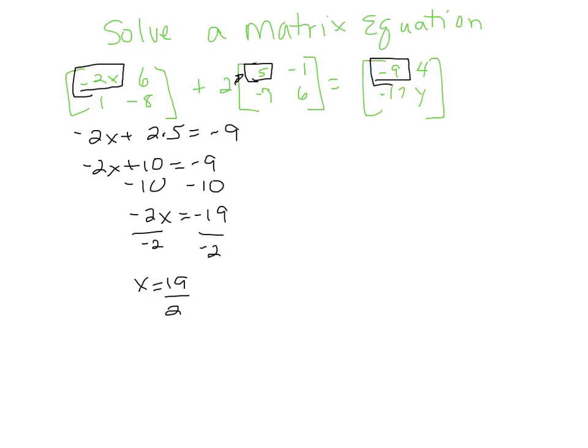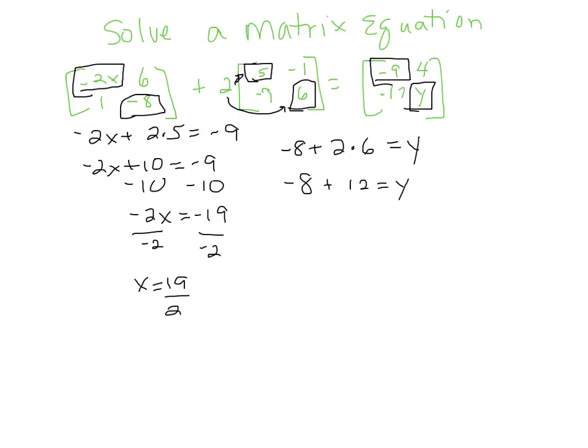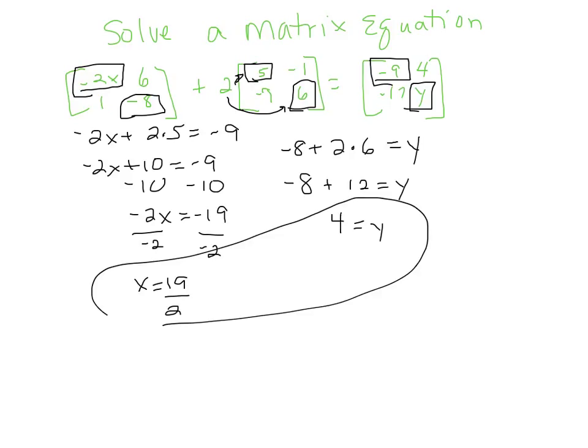And then for the y, he's right here. So notice where his position is in the matrix. He's the bottom right-hand corner. So we're going to look at all those numbers, and that's what we make our equation out of. So we have -8 plus 2 times 6 equals y. So -8 plus 12 equals y. So 4 equals y. And that's all we have to do, and those are our 2 answers.